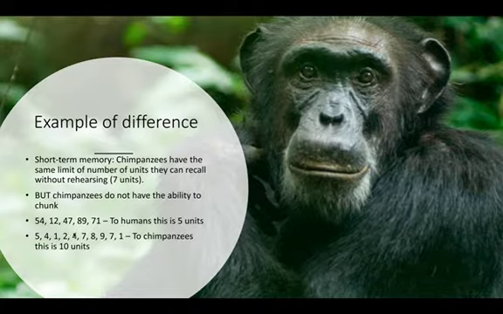Okay, so to chimpanzees, this list is 10 units. So 5, 4, 1, 2, 4, 7, 8, 9, 7, 1. These are 10 different units, okay, and an average chimpanzee would probably not be able to remember all of these numbers. But to human beings, we have the ability to chunk. So we can remember this whole list as 54, 12, 47, 89, and 71, and reduce it to just 5 units of information.